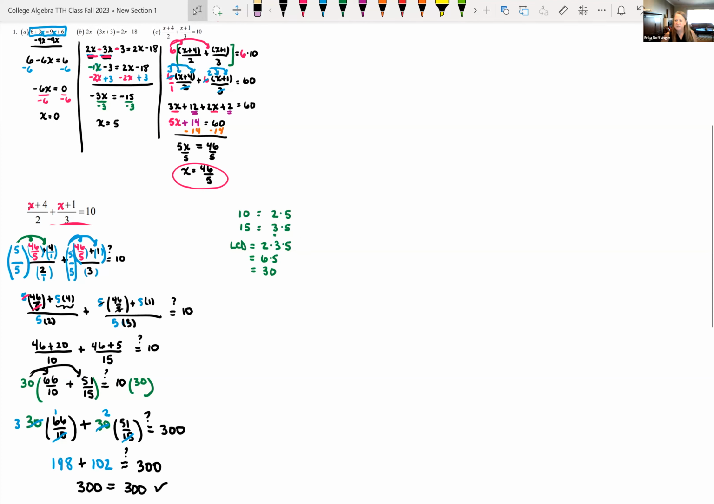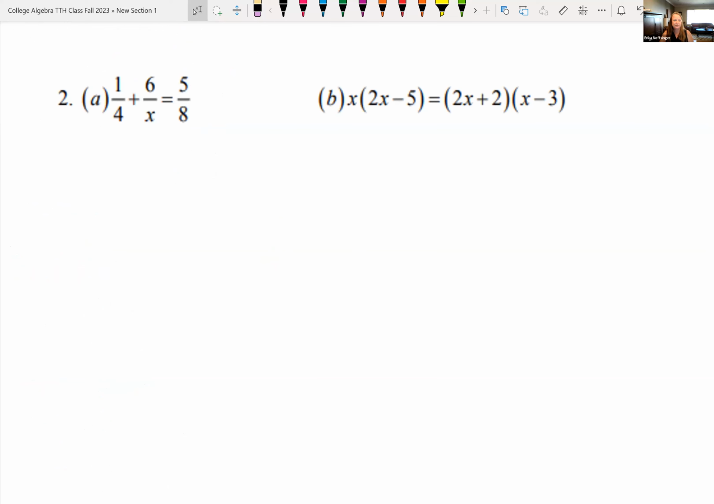So I just want to shrink the page so you can see all the work in there. Okay, so in front of you now are 2 more equations. So let's look at solving these. I'm looking at 2a, which is 1/4 plus 6 over x is equal to 5/8. Looking at this, I can't simplify either side of my equal sign right away.